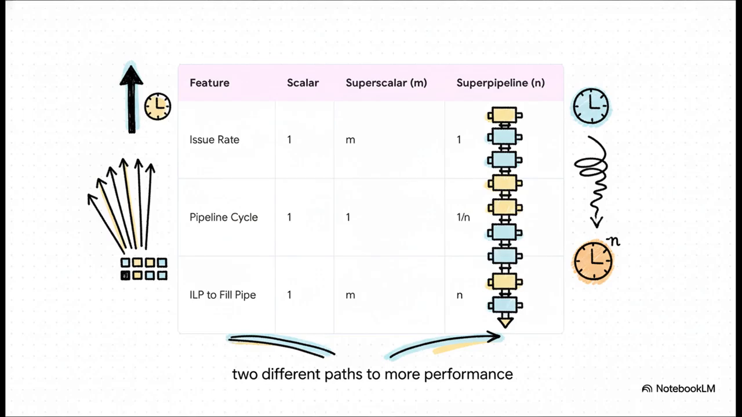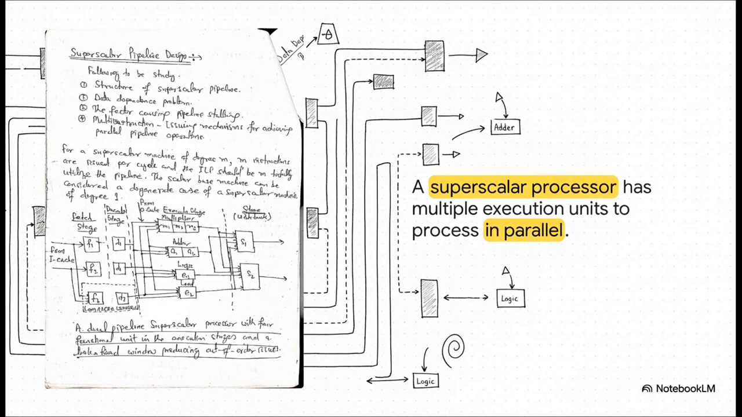A super pipeline processor thinks deeper. It splits the pipeline into even more, tinier stages, so its clock cycle becomes N times faster. Both get more work done. They just take different approaches. One goes wide, the other goes deep. And this is what a superscalar processor actually looks like inside. It's not just one pipeline anymore. You can see multiple pipelines and all these specialized units for different tasks, one for adding, one for multiplying, one for logic, all humming along in parallel, working on different instructions at the exact same time.